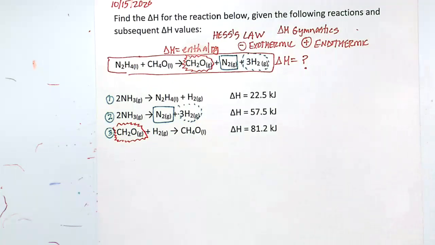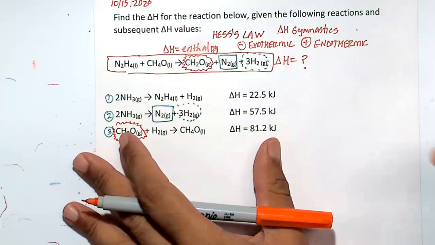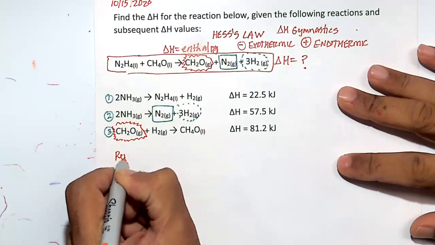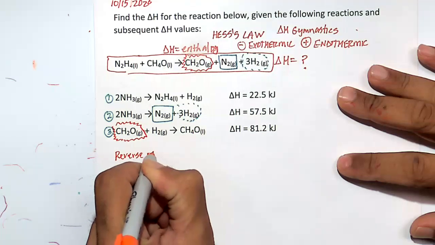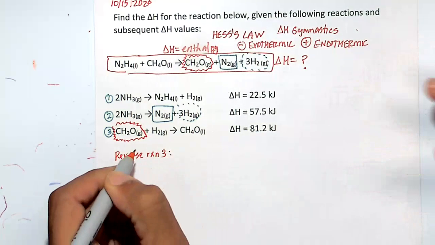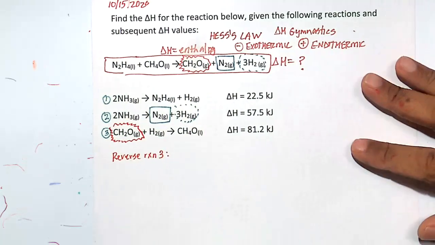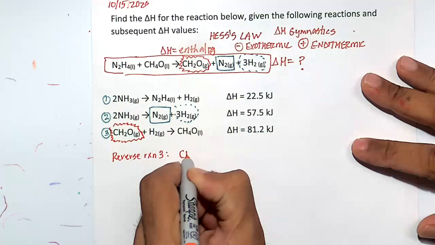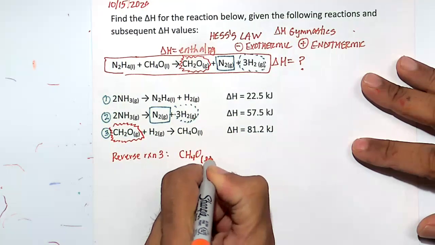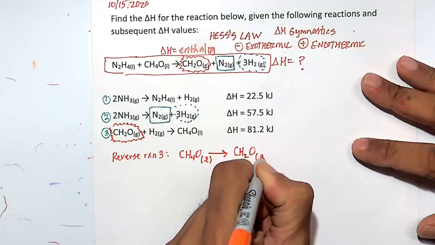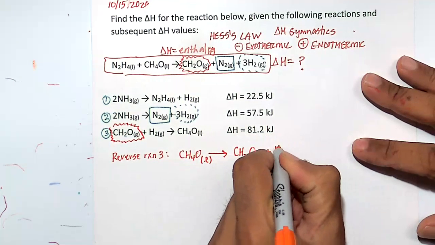So to me, when you're on the test and you're in the zone, automatically I'm going to flip reaction 3. So reverse reaction 3. When I reverse reaction 3, it becomes CH4 liquid goes to CH2O gas plus H2 gas.